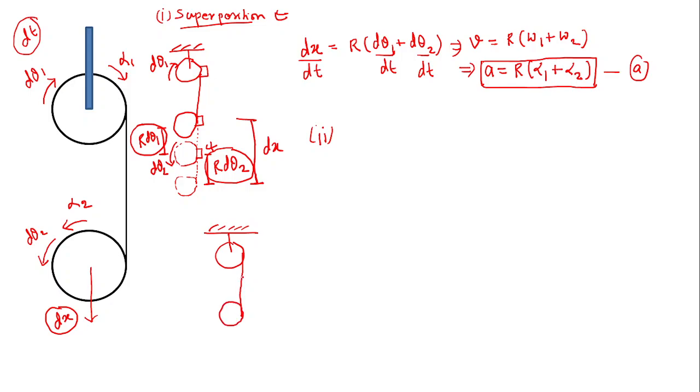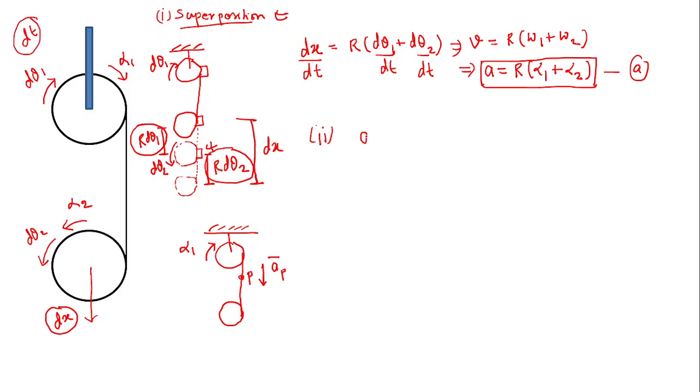Now let us fix a point P here on the string. This point is attached with the string and is moving down with the string. So let us call the downward acceleration AP. What do you think? AP has nothing to do with the lower part. It only depends on the angular acceleration of the upper part. So very easily we can say AP is R alpha 1.